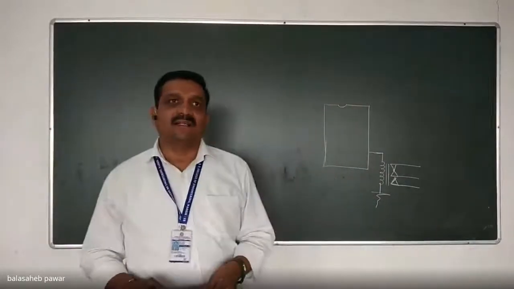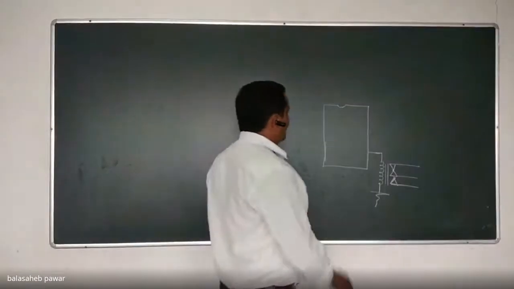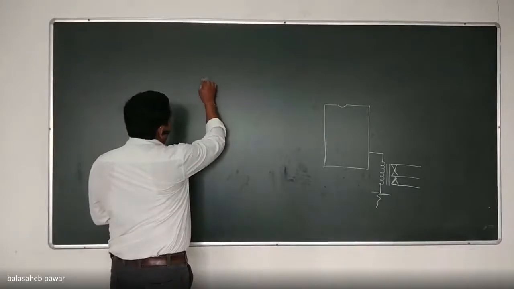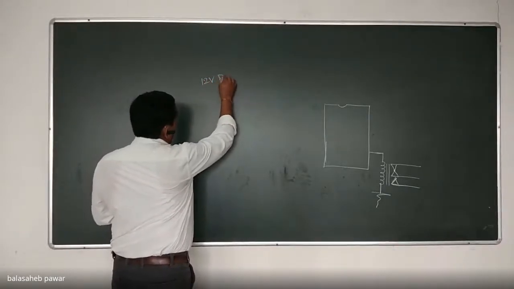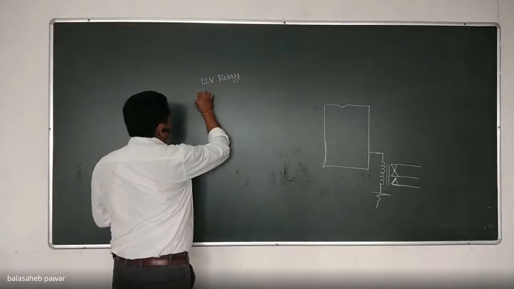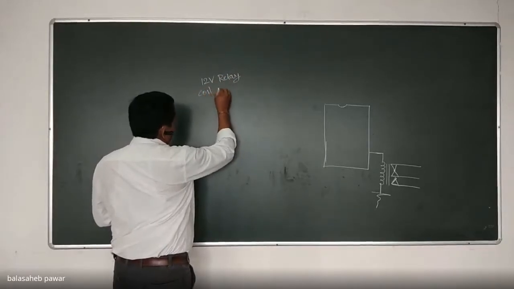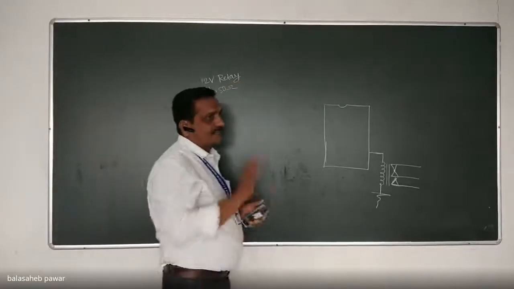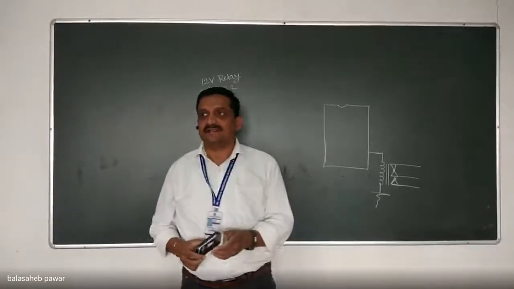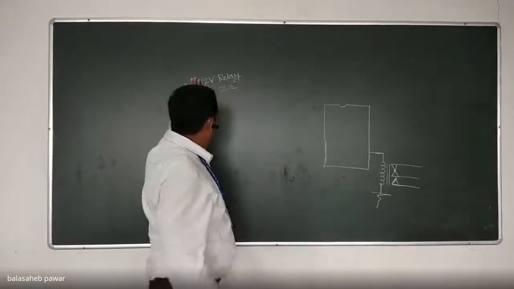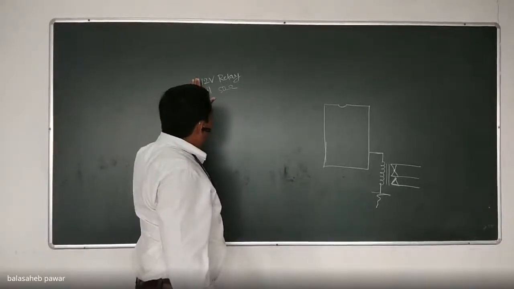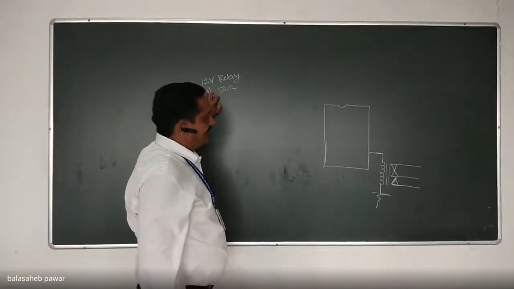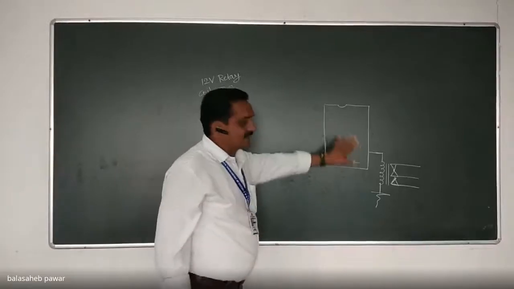Okay. I will take one example. Suppose there is a 12-volt relay, having a coil resistance of, suppose, 50 ohms. So this is the specification of that particular relay. If such a relay is available with us, that is 12 volts, and the coil resistance is given by the manufacturer as 50 ohms, we can't connect it directly at the output of this microcontroller.